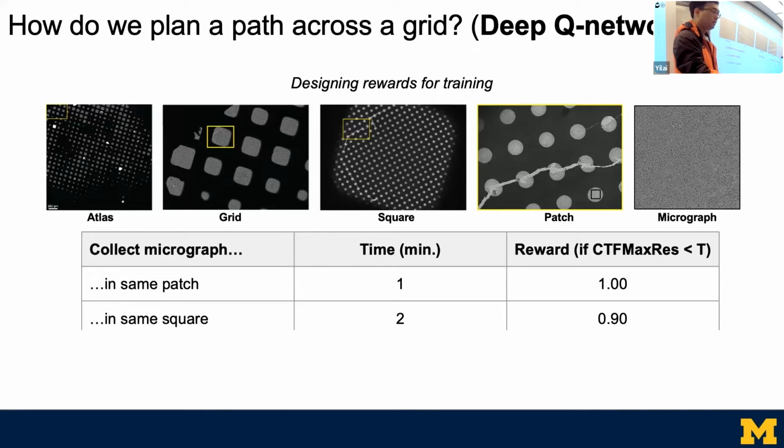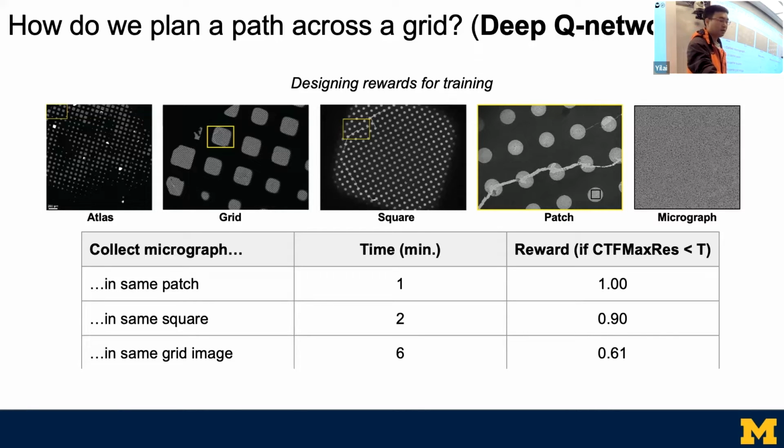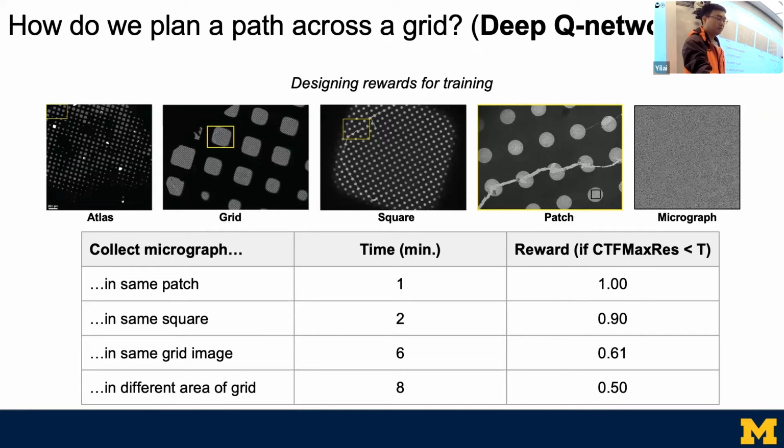Similarly, if you collect a micrograph in the same square but not in the same patch, then we define the time used to be 2 minutes, and you get a lower reward if you collect a good micrograph, because you wasted some time in the movement of the microscope. And similarly, if you move to a farther away area, the time cost will be higher and the reward will be lower if you collect a good micrograph. For all the movements, if you collect a bad micrograph, which means the CTF resolution is higher than the threshold number, then you'll get 0 reward.